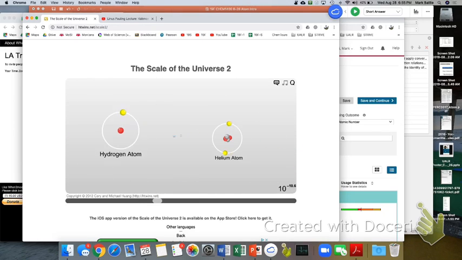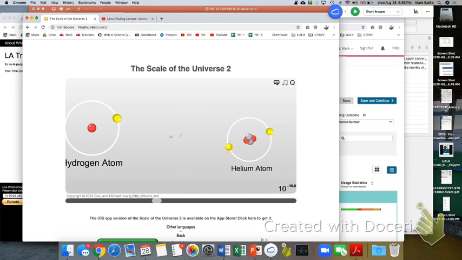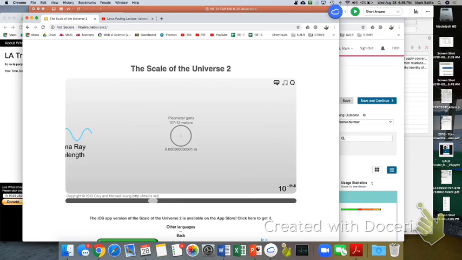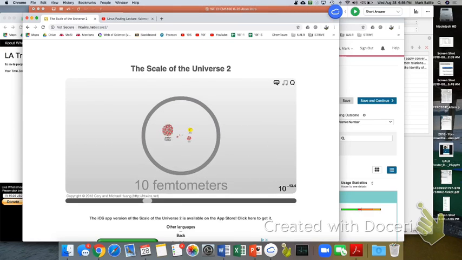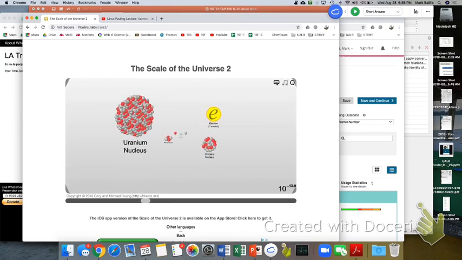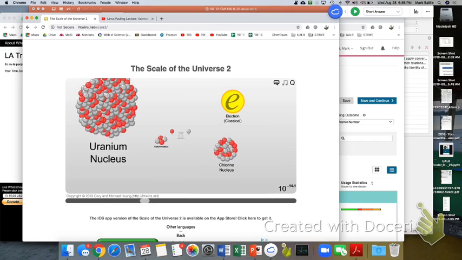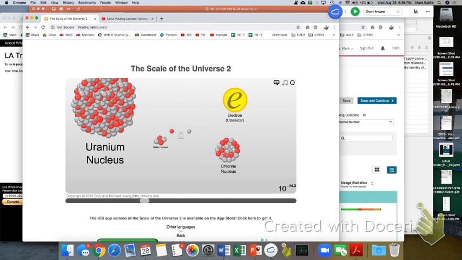And here, it looks like the nucleus is a pretty big part of the atom, right? But those are not to scale, those red and white particles. Let's zoom in and see how far we'd actually have to zoom in to see those particles. That is how far you have to zoom in in order to see those particles at the center of an atom.